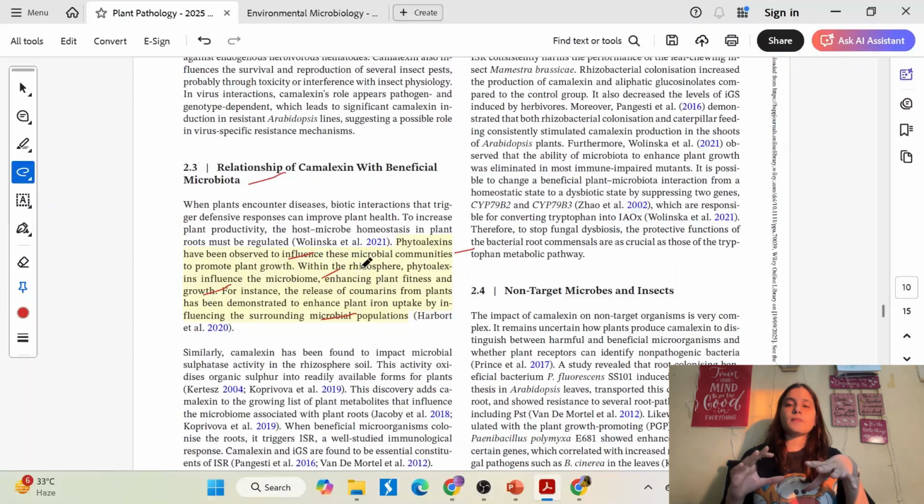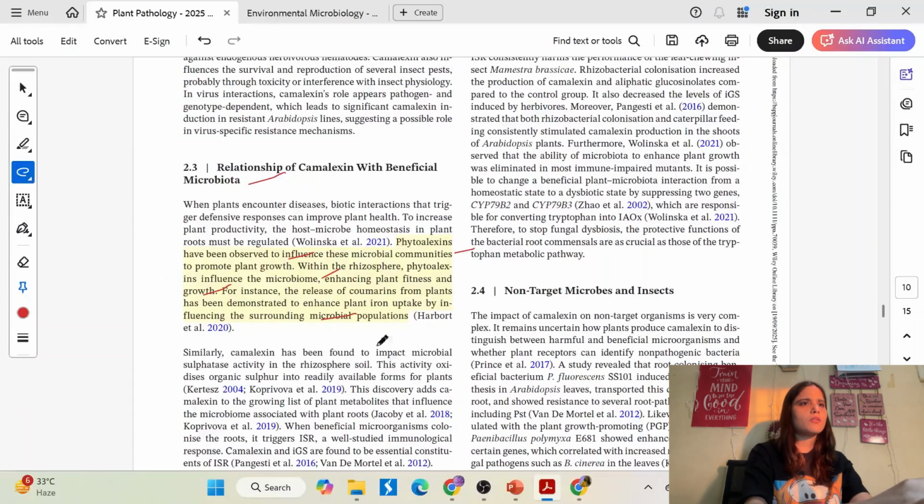In simple words, they are stating that there is a synergistic interaction between the phytoalexins which are synthesized by the host plant upon infection as well as the microflora of the plant. Okay, in this case they have stated about the rhizospheric microflora, that both are synergistically interacting. One is acting as an antimicrobial defense compound, while the other, along with several plant growth promoting activities, also supports the phytoalexin biosynthesis.